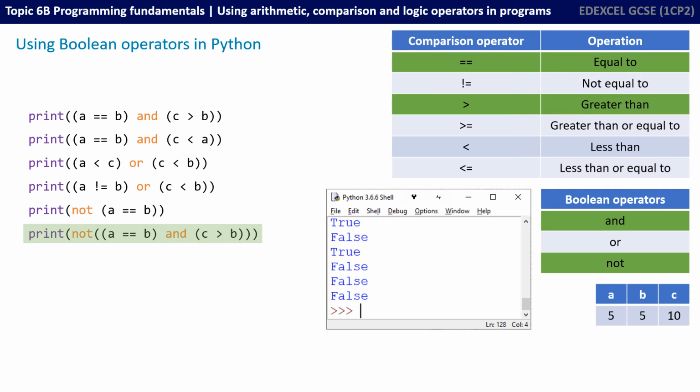And then finally, we're combining things here. So we've got A equals B, well that's true, and C is greater than B, well that's true. So we've got true and true. So that whole right hand section is true. But then in the outer brackets, we not it, which flips it to false.